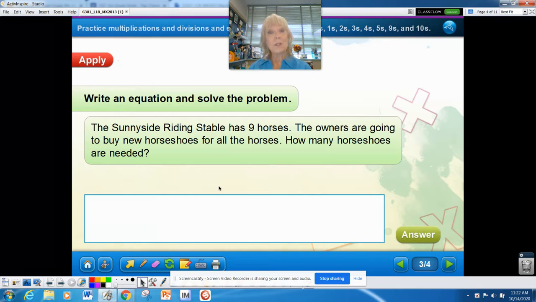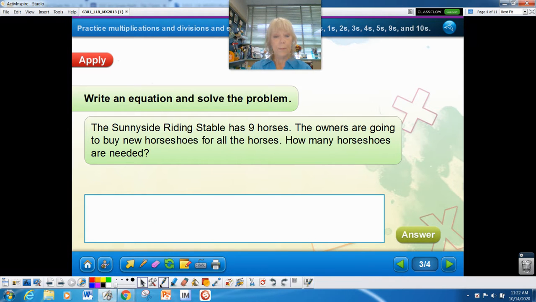Well, they have given us one number, and that number is the number 9. So if we go down here, and I'm going to get my little pen, and I'm going to write the number 9. Okay, so they've given us 9, and they're telling us they need to buy horseshoes for all the horses. There is not a second number that is actually given to us, so we have to use our own thinking skills. We know a horse has how many legs? How many feet? Hoofs does he have?